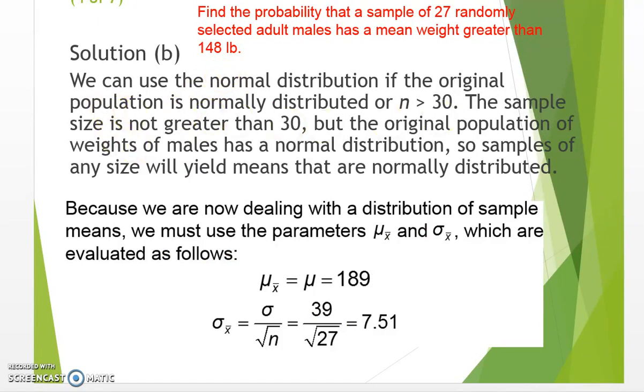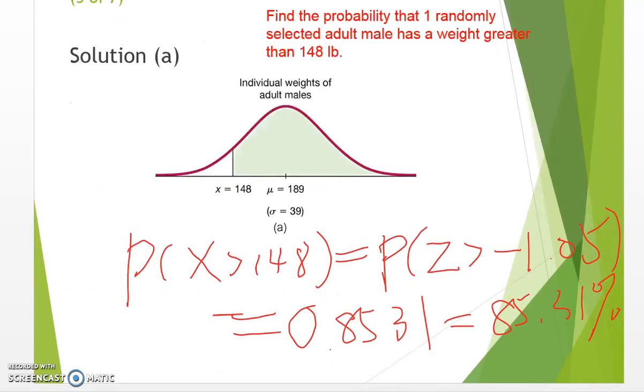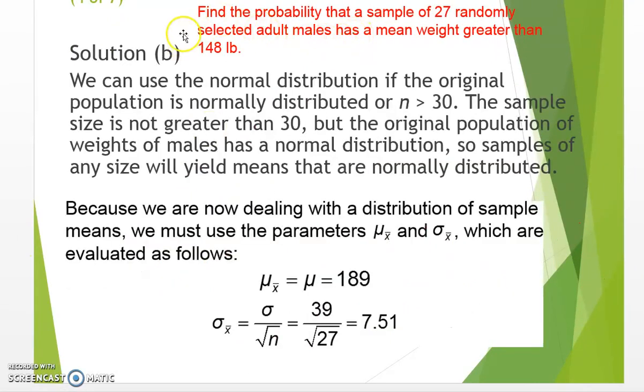Okay, so question B. Find the probability that a sample of 27 randomly selected adult males has a mean weight that is greater than 148. So the elevator now is full of 27 adult males. We're looking at the probability that the mean weight is greater than 148.